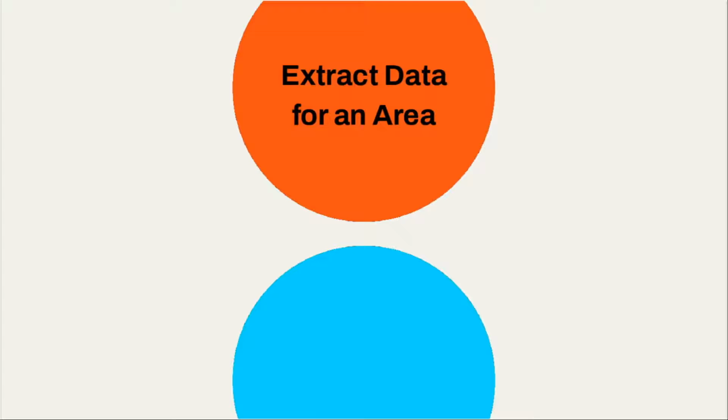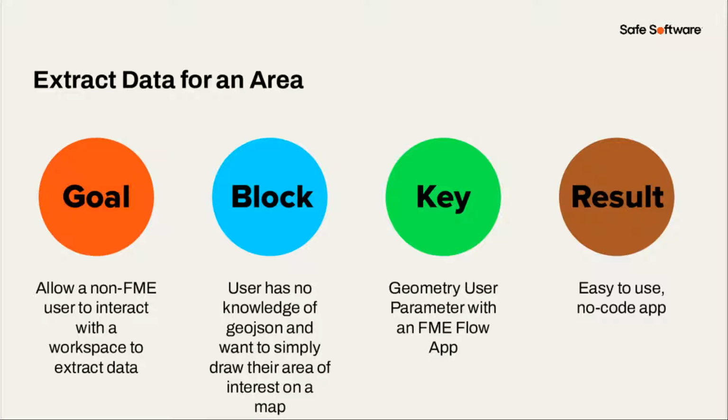So let's look at a demo now for extracting data for an area and see some of these parameters in use. So we'll look at a scenario here. In this scenario, we want to author a workspace that lets a user download cell signal data points for an area of interest that they draw on a map. So our goal is to allow a non-FME user to interact with a workspace to extract data. The blocker is the user has no knowledge of GeoJSON, which is a format they'd have to enter in Workbench. They also don't have FME Workbench, of course. They just simply want to draw an area of interest on a map and get the data back for that area. So the key here is going to be a geometry user parameter with an FME Flow app. And our result is going to be an easy to use no-code app.